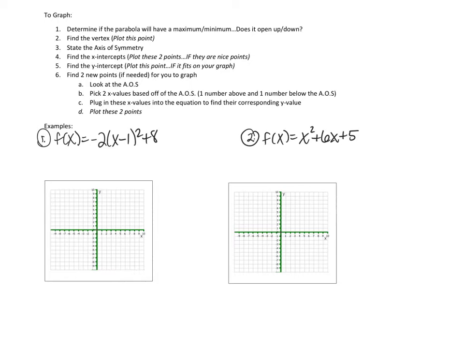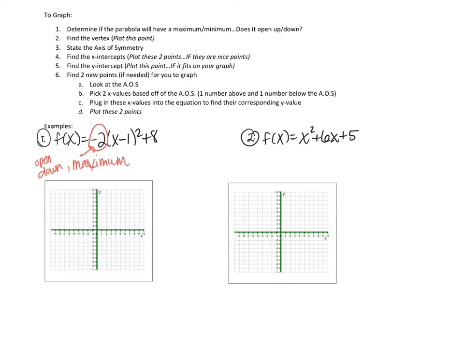So the first thing that we want to do is determine, is it going to open up or open down? Is it going to have a maximum or minimum? So remember, we're going to do that by looking at the A. In this case, our A is negative, so this means it's going to open down, which is going to cause it to have a maximum value. Okay. So then the next question is, well, what is that value? What is the point that the vertex is?